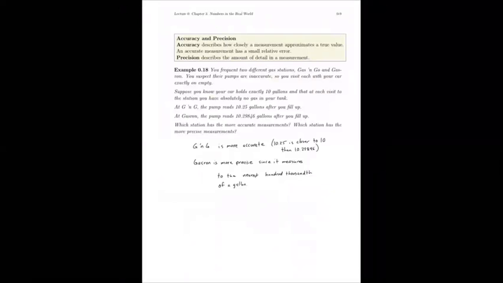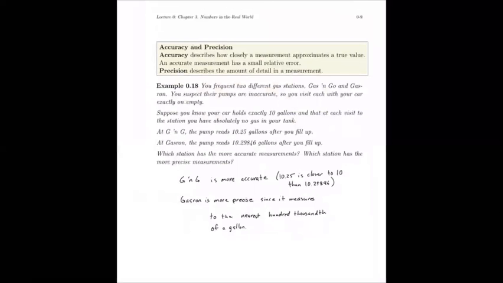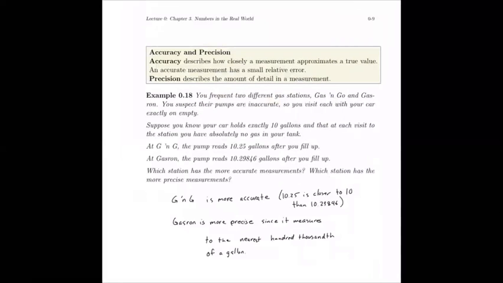Okay, accuracy and precision. These are two similar concepts, but they are decidedly different. Accuracy describes how closely a measurement approximates a true value. In other words, a measurement that is more accurate has a smaller absolute error or smaller relative error as well.